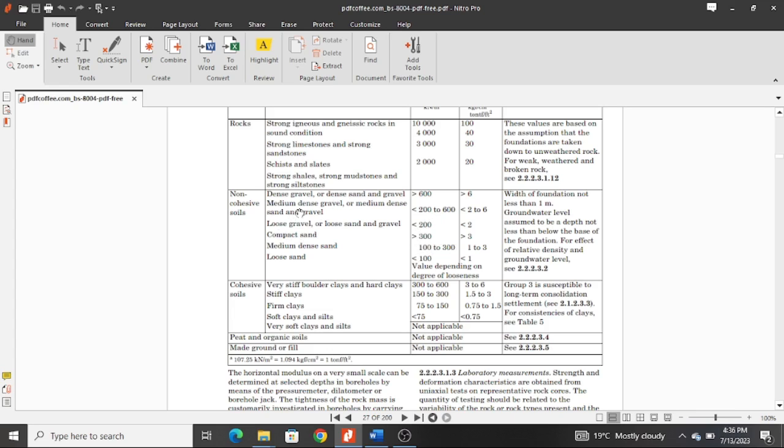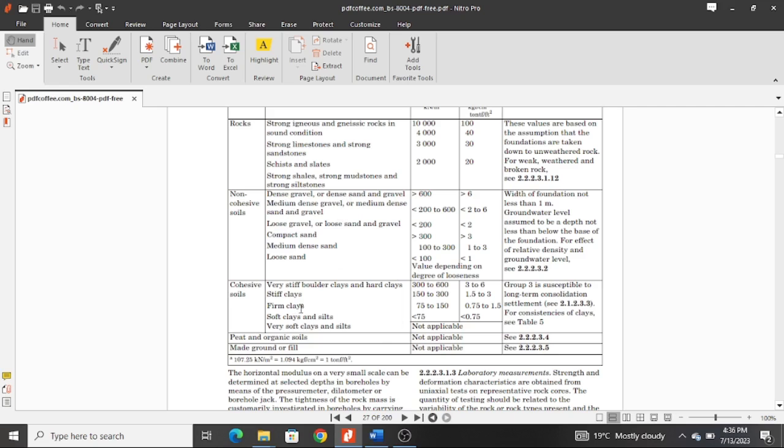So depending on the type of soil you have on site, you could choose your value. In this case, the strip we're designing, we assumed to be in very stiff boulder clay and hard clays. Our structure was in a place with loam soil, and having tested soil in the same locality before, I found out that the soil was predominantly clayey silty.